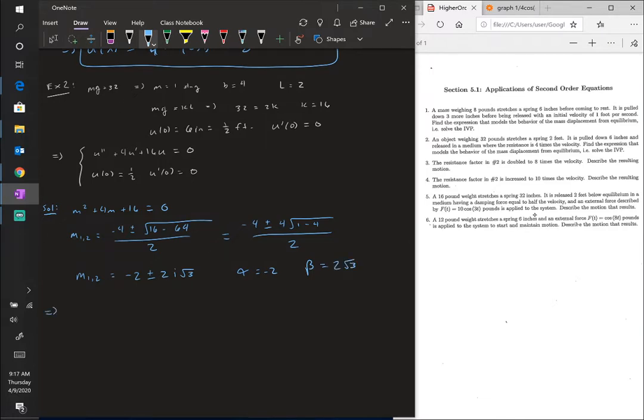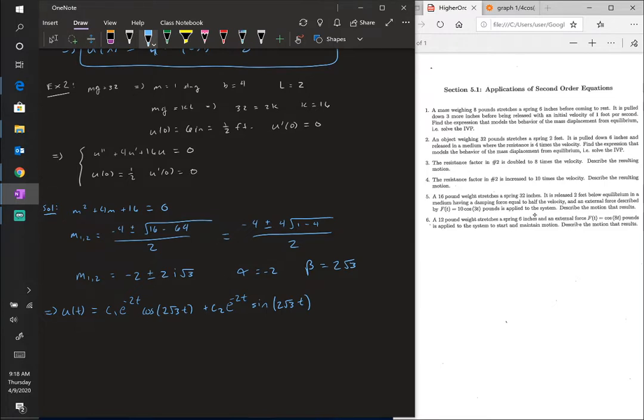So u of t is going to be c1 e to the -2t cosine of 2 square roots of 3 t plus c2 e to the -2t sine of 2 square roots of 3 t. So that's our homogeneous solution if we have complex roots, and here we have alpha is -2 and beta is 2 square roots of 3.